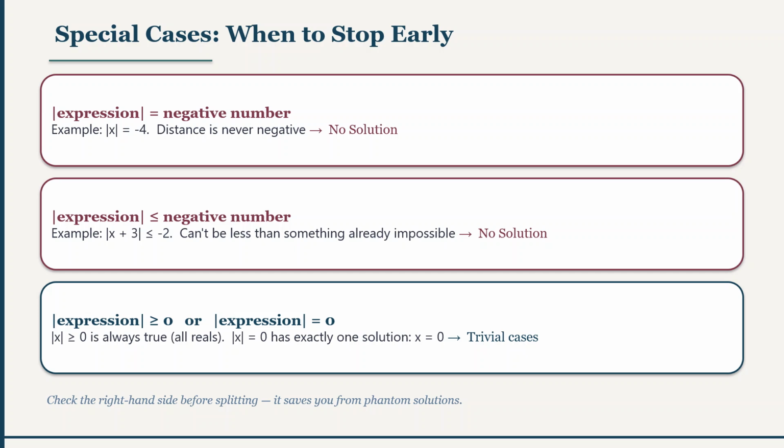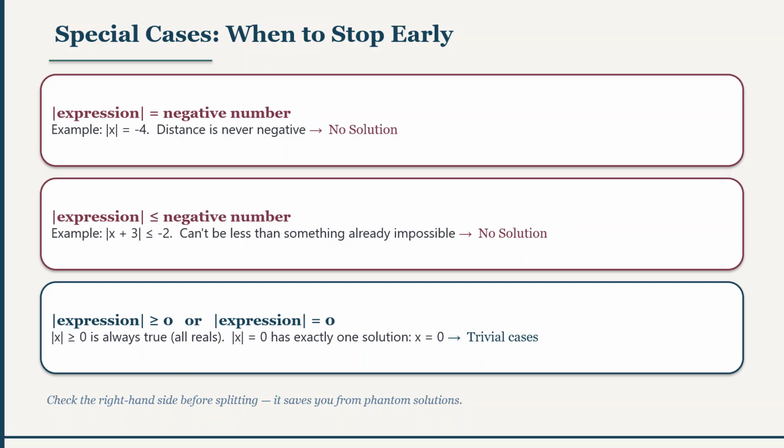3 special cases to check before you start solving. These are situations where you can determine the answer by inspection without splitting into cases. First, the absolute value of an expression equals a negative number. Example, the absolute value of x equals negative 4. Absolute value measures distance from 0, and distance is never negative. There is no real number whose absolute value is negative. The answer is no solution.